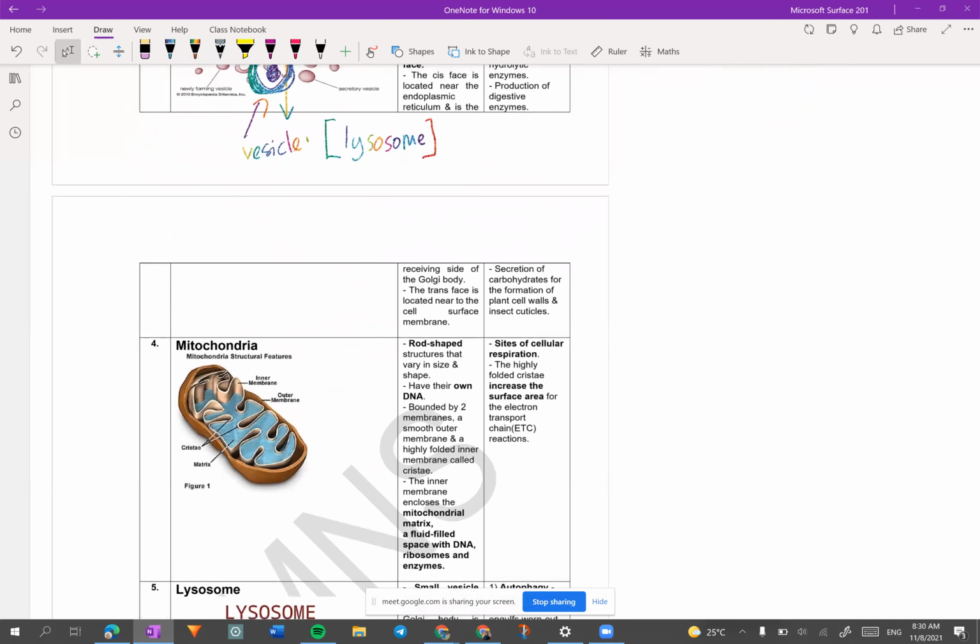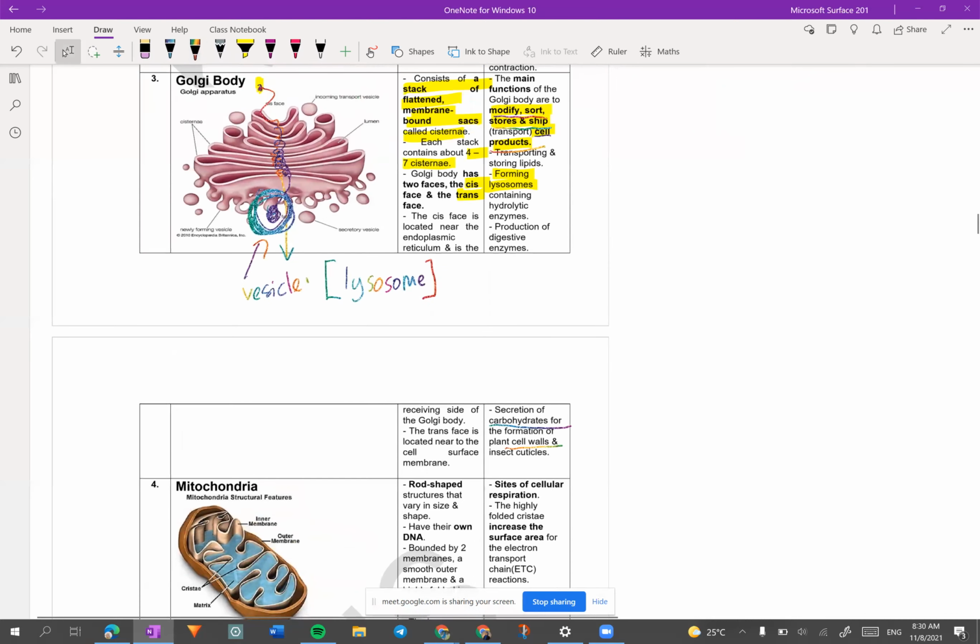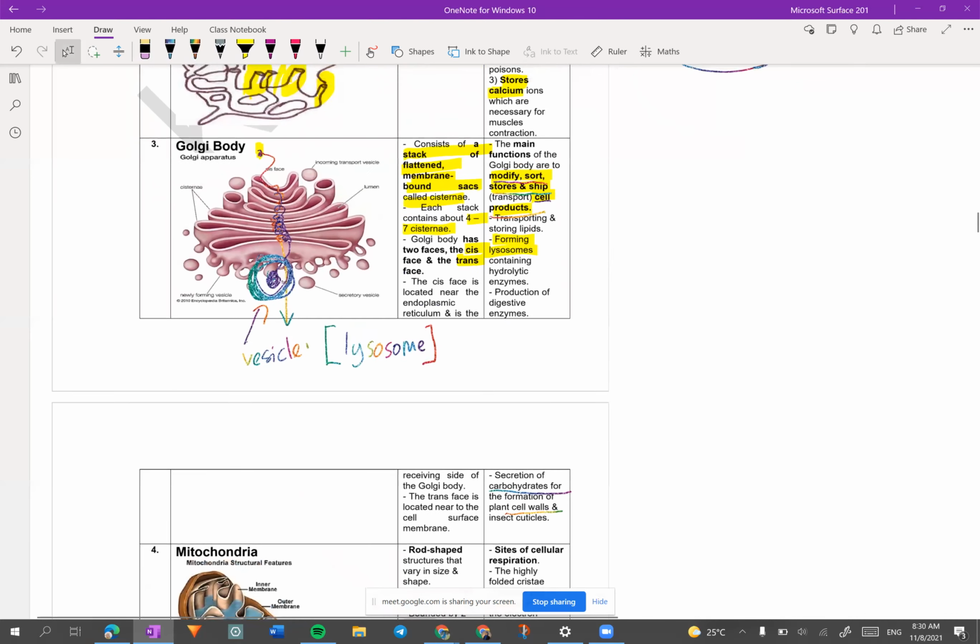Section of carbohydrate for the forming of cell wall, inside tubule. So dia lebih kepada untuk ni lah, macam ni kan, carbohydrate and everything. Some of the carbohydrate of the plant cell and the cuticle ada main sekali dengan protein. So dia ada combine dengan protein. That's why dia akan sort everything dekat dalam Golgi body. But the main point is it modify, it sort, it stores and shape the cell product.